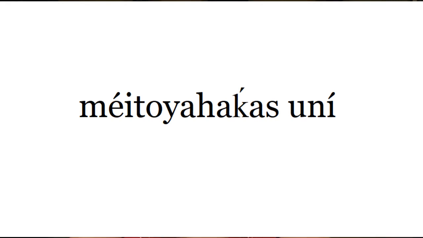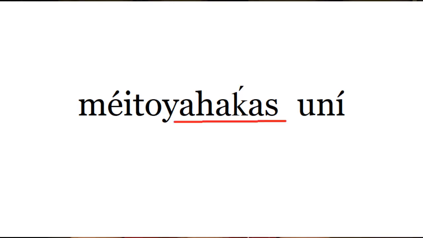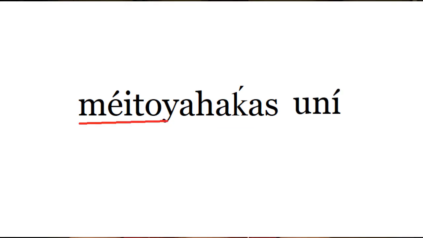You might remember if you add yahakas at the end of a verb, it means I want to do that action or I like to do that action. Meto means buy. So meto yahakas means I want to buy. Meto yahakas uni means I want to buy this. Uni is the part that means this as object of the sentence, the thing that's not doing the action, so it has no ending. Listen again to Mame Gallagher and repeat. I want to buy this.